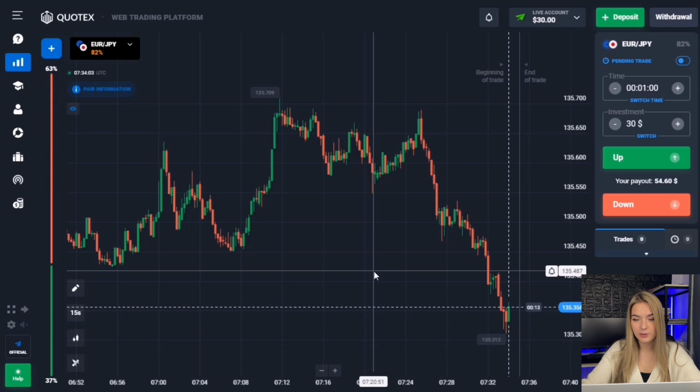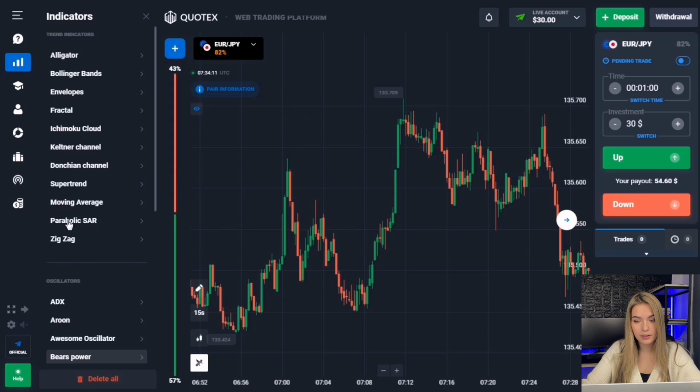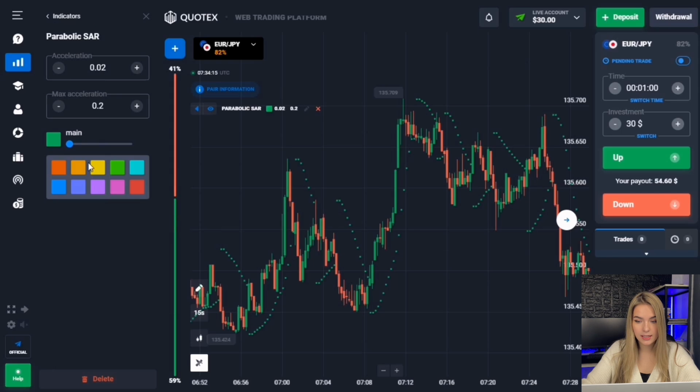So guys, let's start to connect this indicator. I press this button in the lower left corner. A list of indicators opens in front of us. Select Parabolic SAR, we will leave all the settings by default. We can choose any color of our indicator and also make it a little thicker. Does the Parabolic SAR indicator appear on our chart?